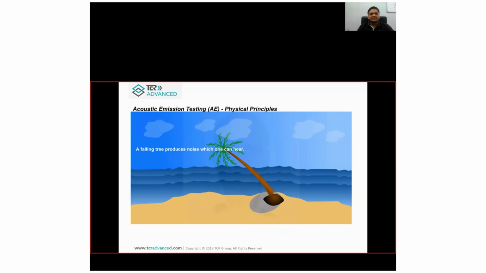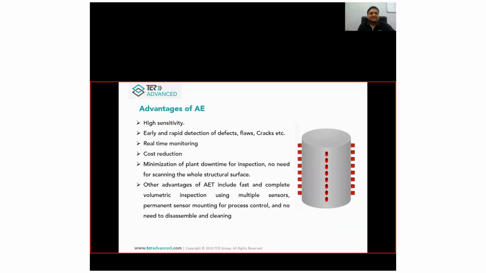A falling tree produces noise, which one can hear. Similarly, this sound can be heard by the sensors. It is highly sensitive, with early and rapid detection of defects, flaws and cracks, real-time monitoring, and minimized plant downtime for the inspection. There is no need for scanning the whole structure surface. The advantage of AET is fast, complete volumetric inspection using multiple sensors, so we can do testing in one shot.